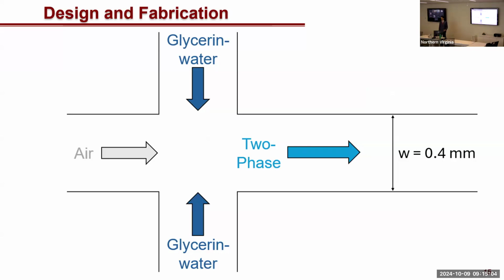for the continuous phase, and then in the two-phase flow, we have a channel width of 0.4 millimeters. We decided to use 0.4 from the initial calculations with the Liu 2014 model to produce the bubbles that are at our target.